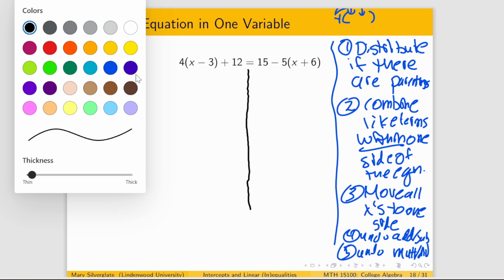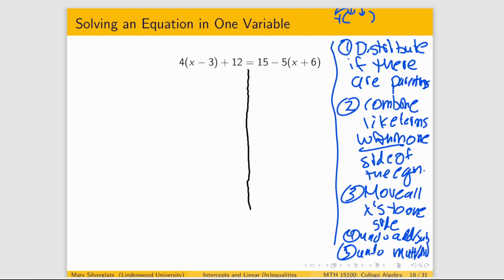You don't have to do that, but I find sometimes it will be helpful in order to keep track of what's on what side. So first, let's do our first step. First we want to distribute if there are parentheses. In this case, we do have that.